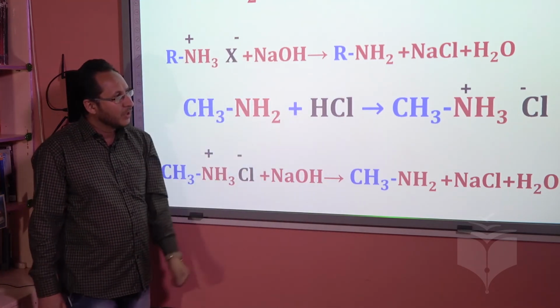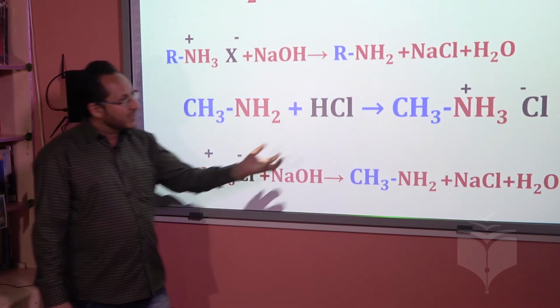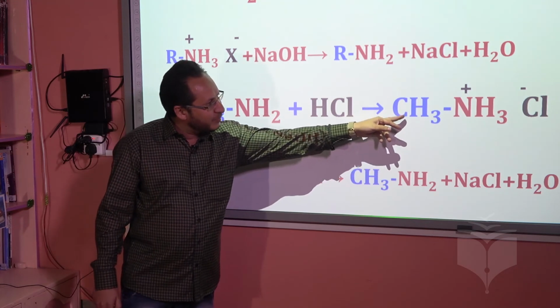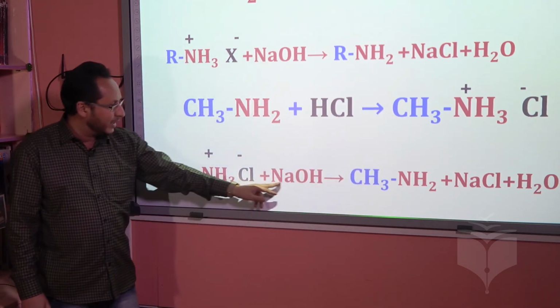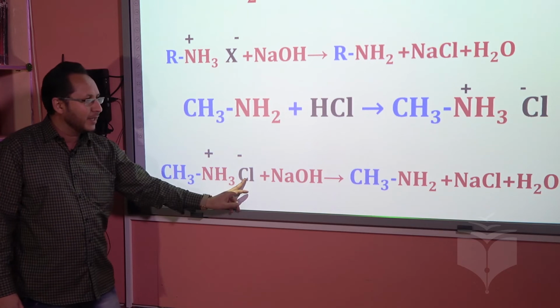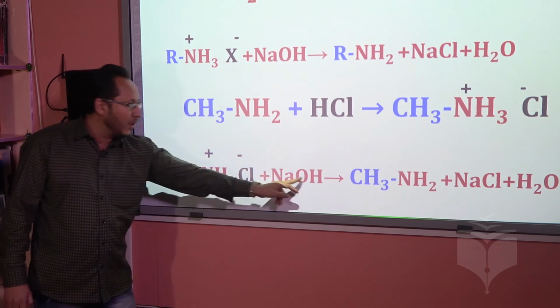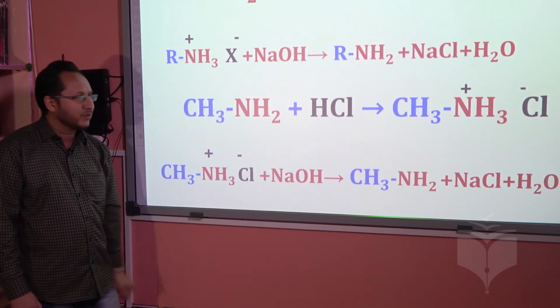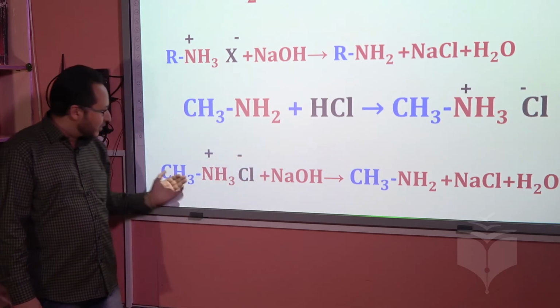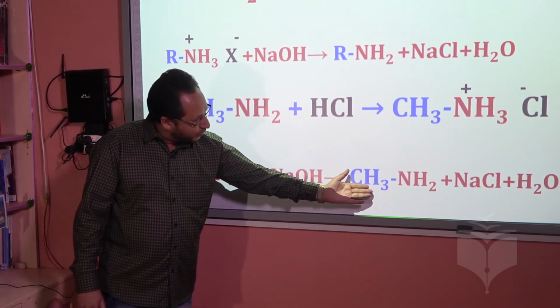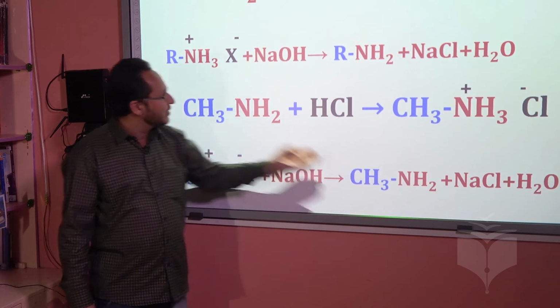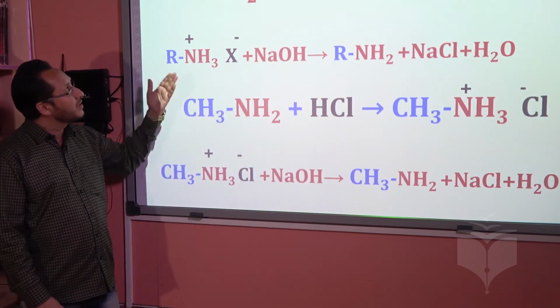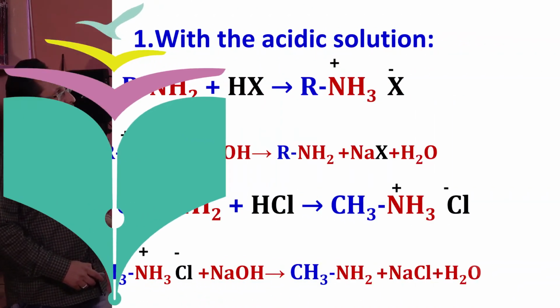This is a salt. If you want to extract the amine from its salt, you have to add NaOH. So Na takes Cl as NaCl, and then OH takes one hydrogen atom from here as H2O. So you get the amine again as it is here. So this is the first reaction.